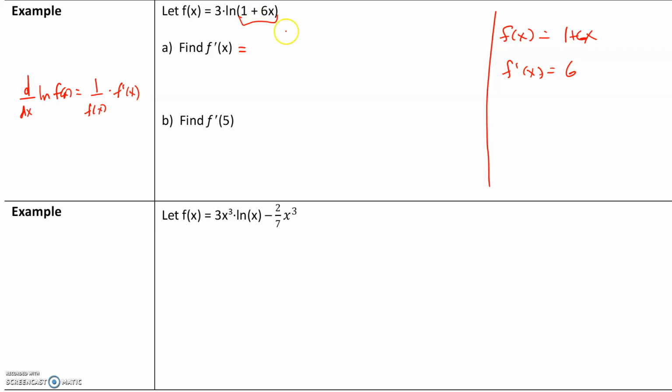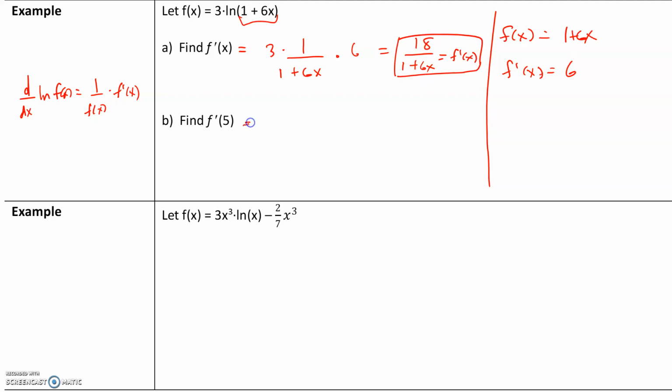So f of x is 1 plus 6x, so we have 3 times 1 over 1 plus 6x. 3 is the constant, so that's going to just stay where it's at, times 1 over f of x, which is going to be 1 over 1 plus 6x. And then we multiply that by f prime of x, which is 6. So 3, 1, and 6 are all in the numerator. This gives us 18 over 1 plus 6x. And this is equal to f prime of x.